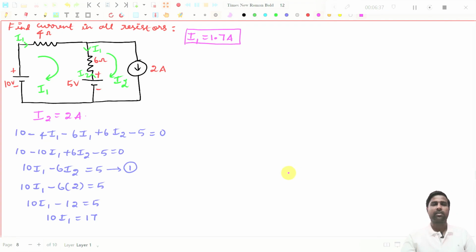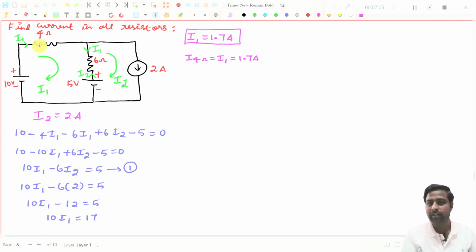So I am getting both answers as positive. Since I have taken I2 equal to 2 amperes and I1 equal to 1.7 amperes in the assumed directions, whatever the current directions you have assumed here, everything is correct, right? So what I have to do? I have to draw the diagram. This 4 ohms resistor will carry only I1, right? So I can directly write that the current through the 4 ohms resistor is equal to I1, which is 1.7 amperes, no difference.